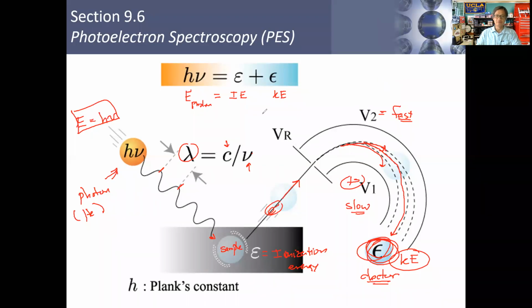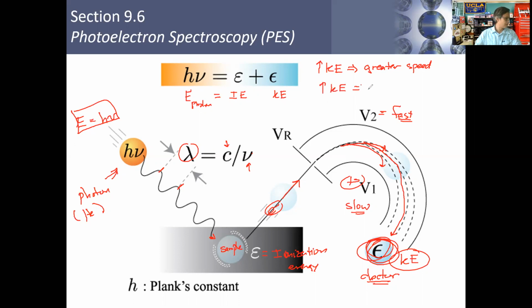What we're taking advantage of is the kinetic energy and its relationship to the ionization energy, because the photon energy will be constant for the most part as you shine in the light, and we're just adjusting the electrical field here. You can imagine that if the electrons we are capturing have a higher kinetic energy, that means they have a greater speed. They are moving at a greater speed.